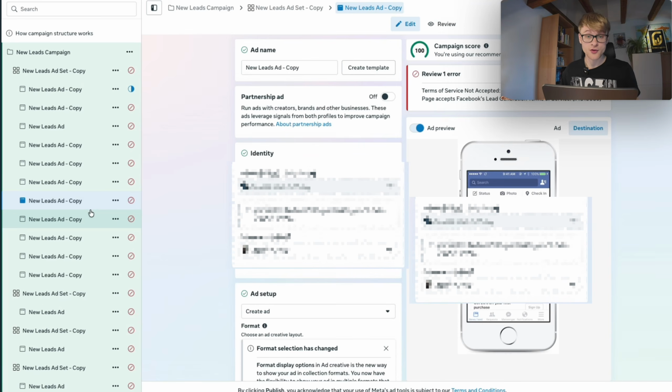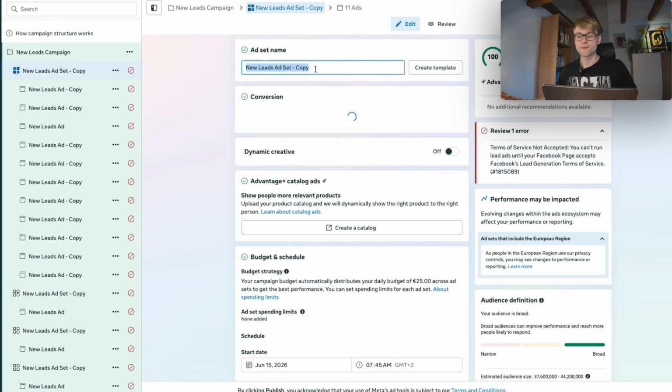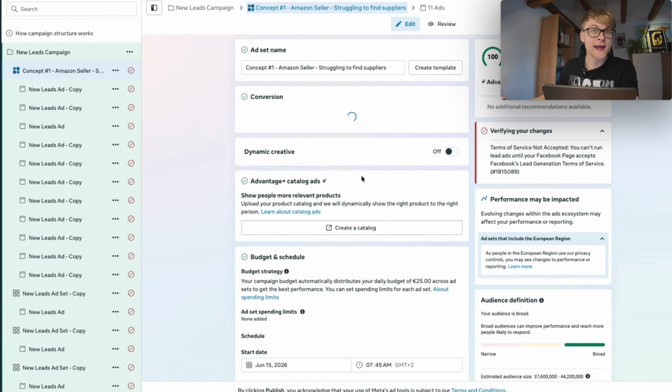So for example, what I love to do, we're currently working with someone in the Amazon BizOps space, teaching others how to scale their Amazon business. So this one would be, for example, the concept would be concept number 1, for example, Amazon seller. This is my person. We're already targeting people who are selling on Amazon, and my concept would be something like struggling to find suppliers. Okay, struggling to find suppliers, and this would be my main targeting here.